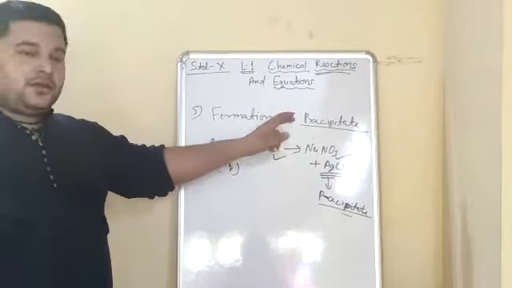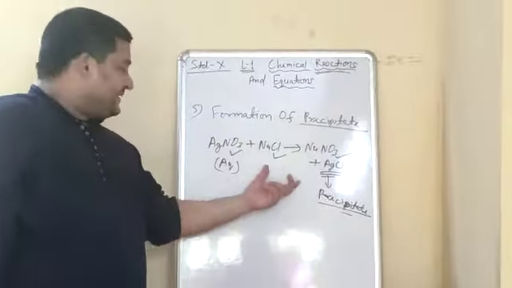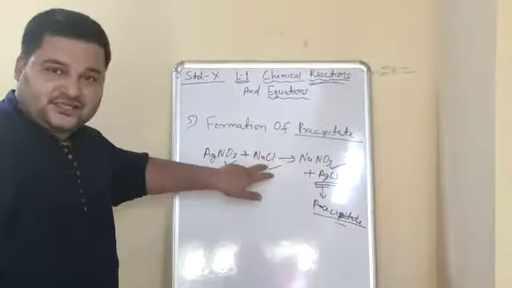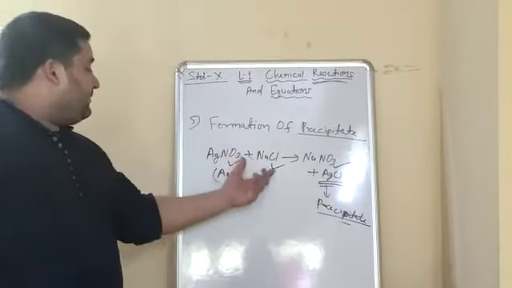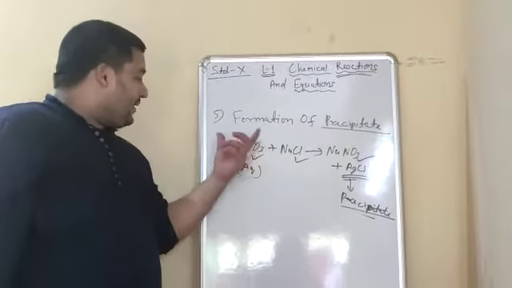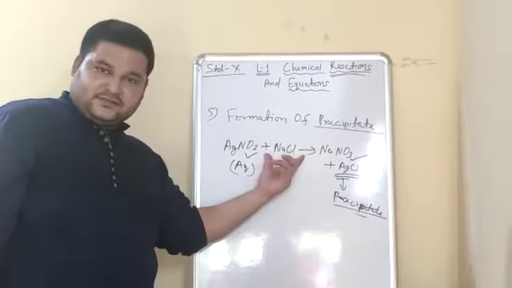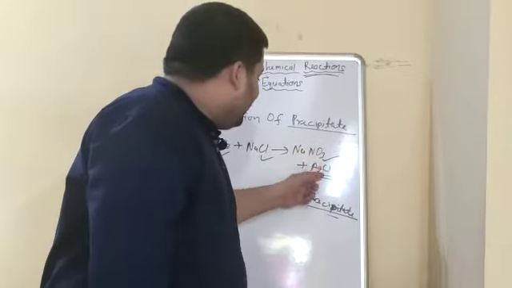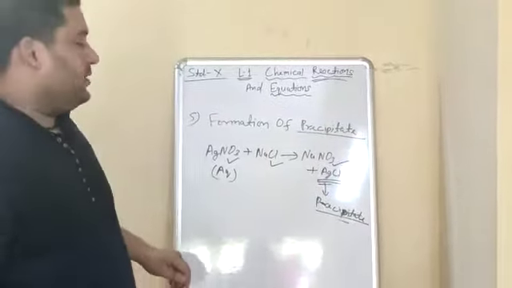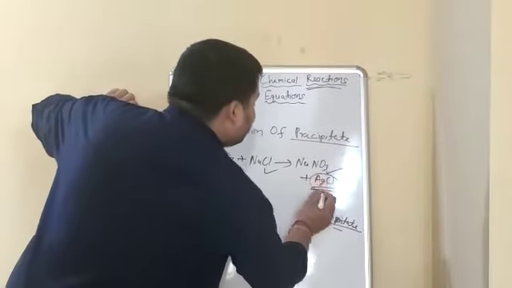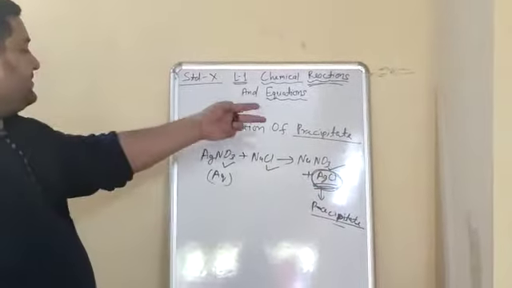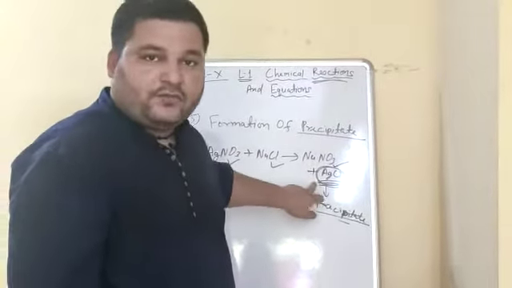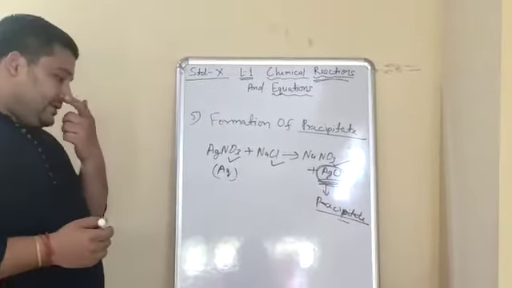I am repeating again. When two water soluble substances, sodium chloride is soluble in water. It is salt, common salt. Silver nitrate, a water soluble substance, reacts with another water soluble substance, sodium chloride, sodium nitrate plus AgCl means silver chloride will be formed. Here silver chloride is insoluble in water. So formation of precipitate, you can see that two reactants react to each other, one precipitate is formed. So this is a chemical reaction.